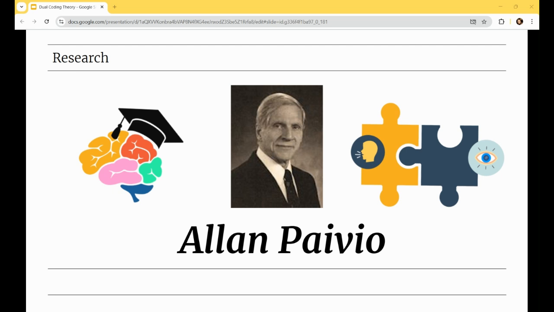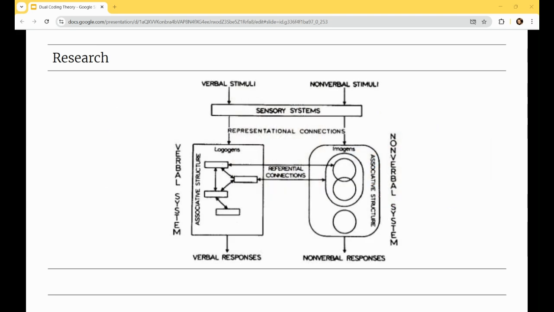Paivio's research studies looked at how verbal and visual processing interact with elements such as how fast information is presented, how quickly you can recall that information, and the type of memory task being used, so deeper understanding or simple recall. We looked at it all. Paivio created this diagram to showcase the dual coding theory. It shows how a human mind processes and stores information through the two channels we've discussed, verbal and visual, but in this diagram, the visual channel is referred to as nonverbal, as you can see here.